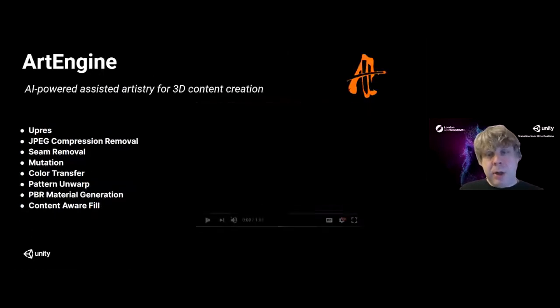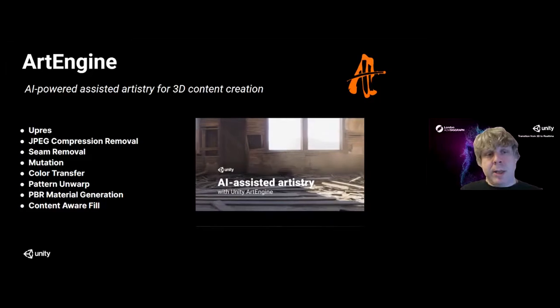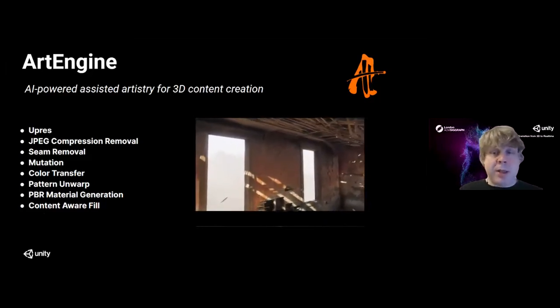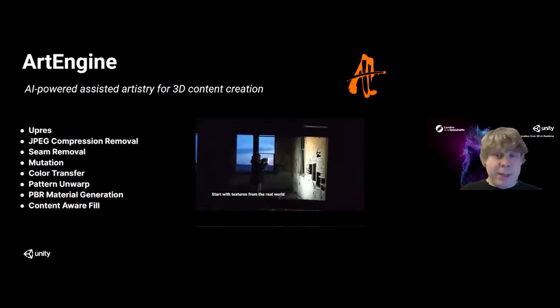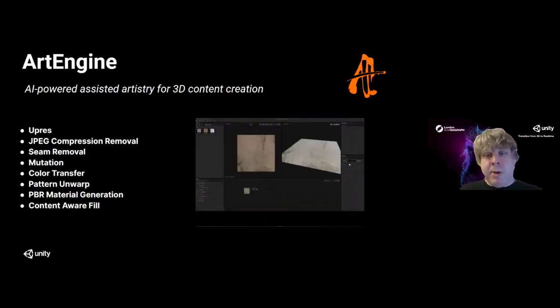ArtEngine, this is a new company. We actually just bought these guys. AI-powered artistry for 3D content. It's basically an AI-powered image processing and material creation tool. It has some amazing stuff, like obviously the obvious stuff like seam removal, but in a really great way. I've spent a lot of time in Photoshop rubber stamping out seams. These are some really smart tools, and it's all node-based and non-destructive.